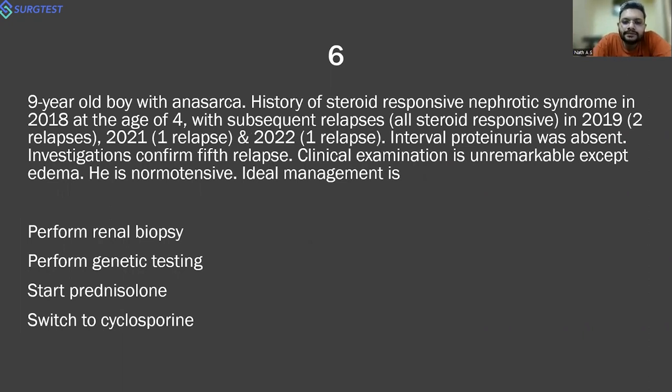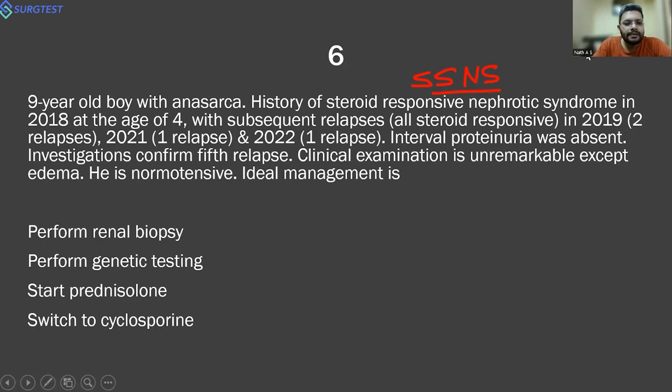9-year-old boy with an SRCA. So same boy. I'm carrying over the same boy. History of steroid responsive nephrotic syndrome in 2018 at the age of 4. So these are the words you use: steroid responsive, steroid sensitive nephrotic syndrome. That's a better word to use. So guidelines would tell it as SSNS, steroid sensitive nephrotic syndrome, with subsequent relapses, all were steroid responsive. He had many relapses, I think. How many did he have? Yeah, 2 relapses in 2019, one in 2021, one in 2022.